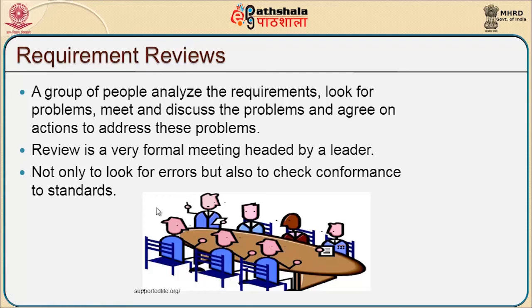And as a last case, these requirements are to be reviewed. There should be a peer group which reviews the complete list of requirements presented, agreed upon by both the customer and the development team. A group of people analyzes the requirements, looks for problems, meets and discusses the problems, and agrees on actions to be addressed. This review is a very formal meeting headed by a leader. It is not like an agile process. It is not only to look at the errors, but also to check whether it has met all the standards or not.